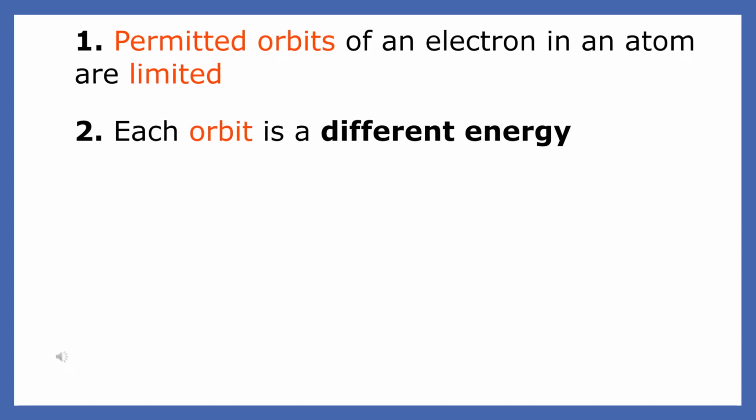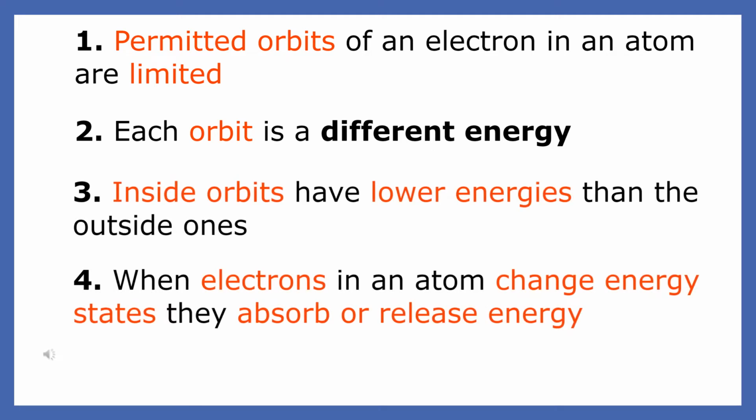Here are the important things to remember about the Bohr model of the atom. Permitted orbits of an electron in an atom are limited. Each orbit is a different energy. Inside orbits have lower energies than outside ones. When electrons in an atom change energy states, they absorb or release energy.